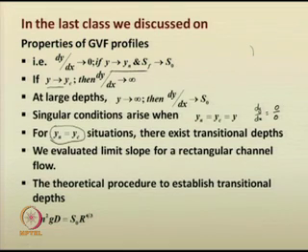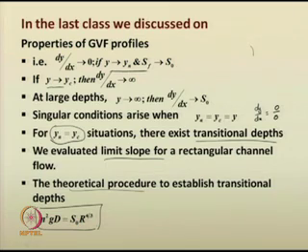We have gone through the situation where yn, that is the normal depth, is equal to the critical depth. In such situations, there exist transitional depths or transitional profiles. For that, first we evaluated the limit slope. As a demonstrative example, we evaluated the limit slope for a rectangular channel, and we also gave a theoretical procedure for how to establish the transitional depth thereafter. This was the equation derived, if you recall: n squared g d is equal to S0 R to the power of 4 by 3.